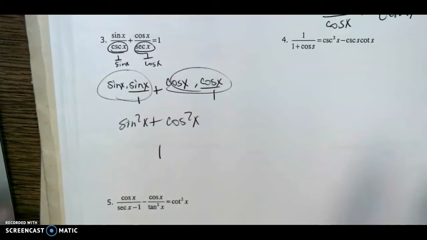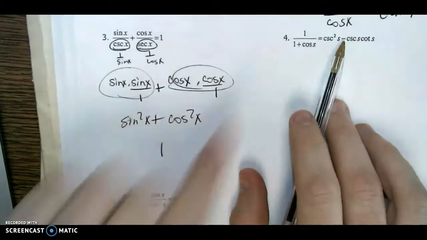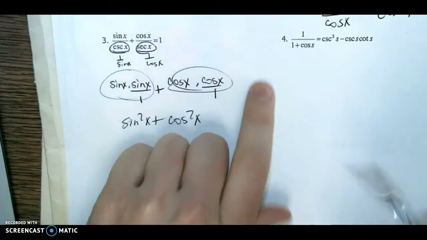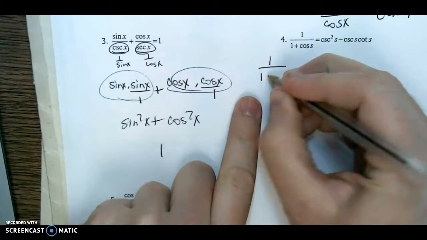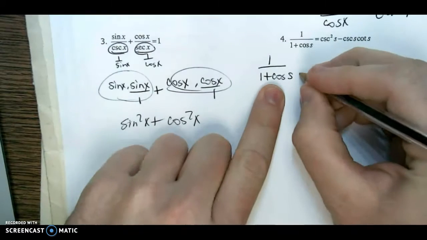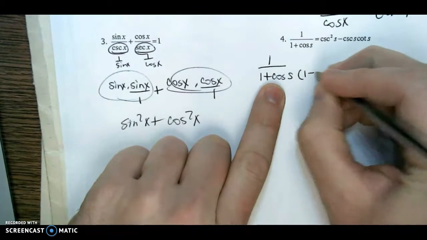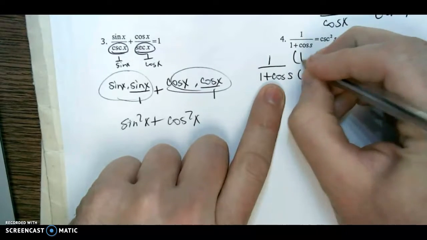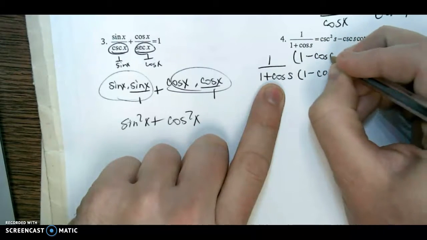Okay, number 4. When I look at this, I don't see how anything is compatible on the left to the right. So when you are out of things to try, try the conjugate. If 1 plus cosine is the factor I have, I'm going to try 1 minus cosine, and I'm going to put it on top and on bottom.